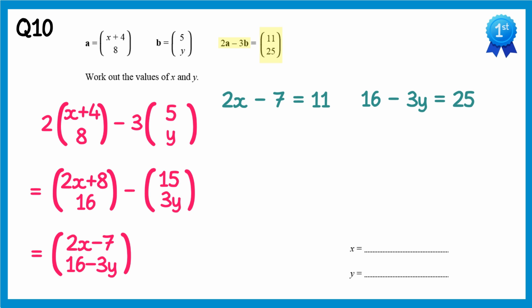So we have 2 equations to solve. For the left equation, add 7 to both sides and you'll get 2x equals 18, and then divide by 2 and you'll get x equals 9.